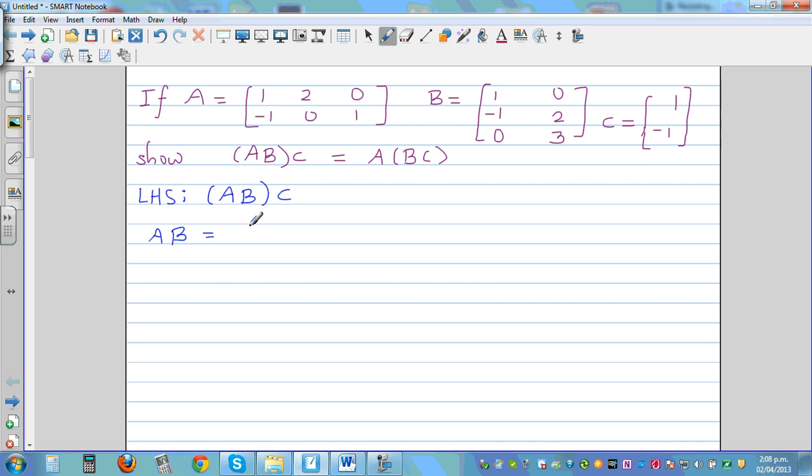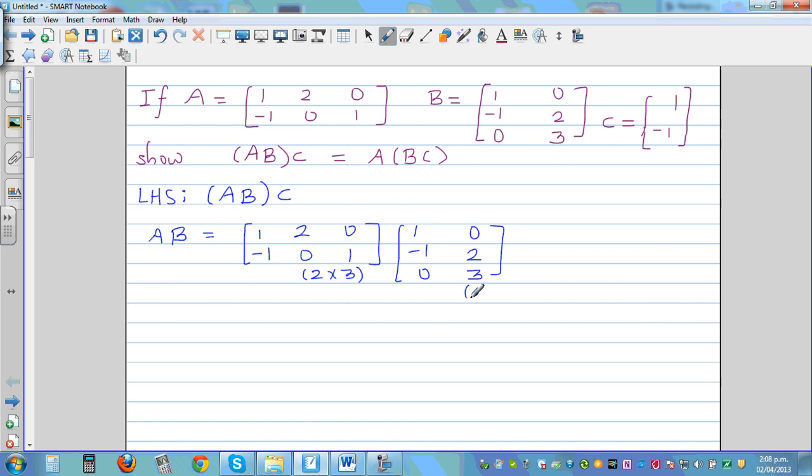So let me write matrix A, which is 1, negative 1, 2, 0, and 0, 1. You have to multiply that to B, which is a 3 by 2 matrix. So this is 1, negative 1, 0, and 0, 2, 3. Now, by notation, how many rows does this have? This has 2 rows and 3 columns. So this is called a 2 by 3 matrix. Always the first number is the rows and the second number is the columns.